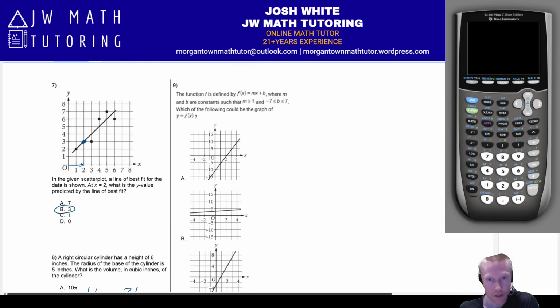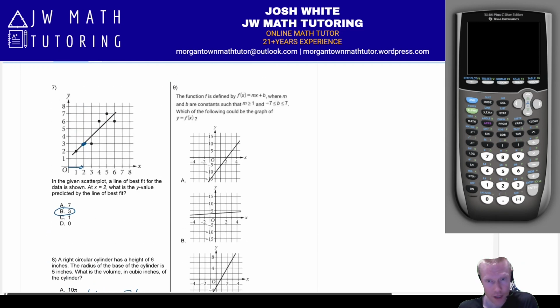All right, next, number 9. Here we have some possible answer choices that are graphs of lines. They tell us some information about this function, where m, its slope, is greater than or equal to 1. So the key takeaway is that the slope is positive. And also, we know that the b value, the y-intercept, is between -7 and +7.